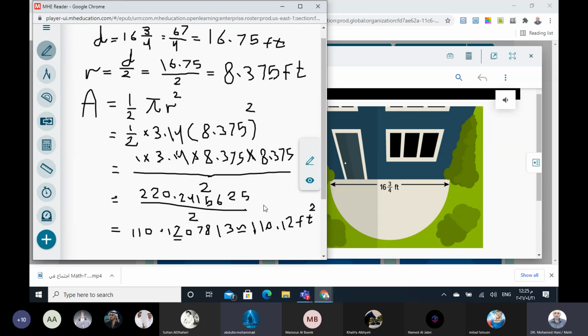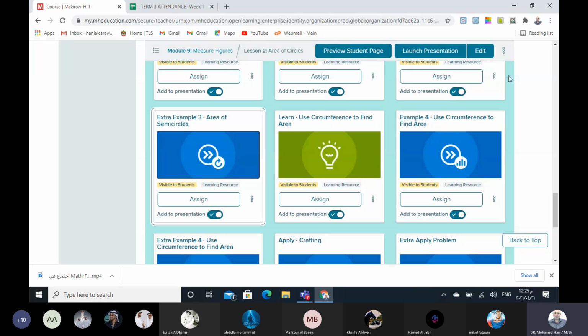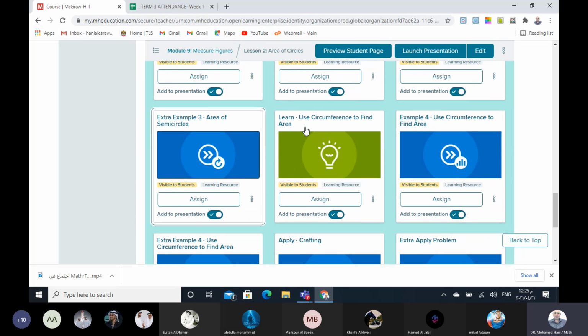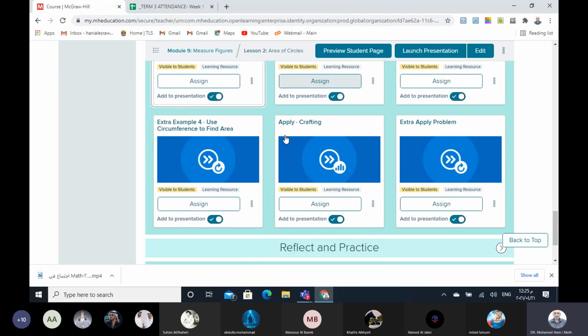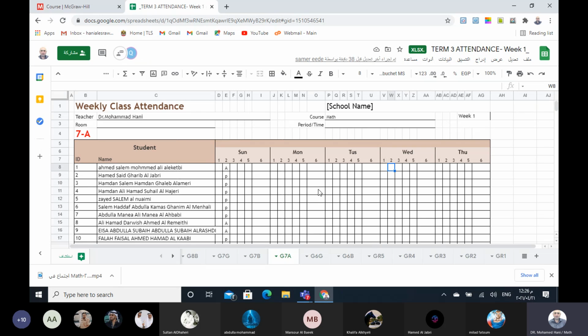Okay. God willing, we will continue tomorrow. Tomorrow we will use the circumference to find the area, and I will send the homework today in Teams. Try to solve it and send it to me today. The deadline is tomorrow morning before 10 a.m.